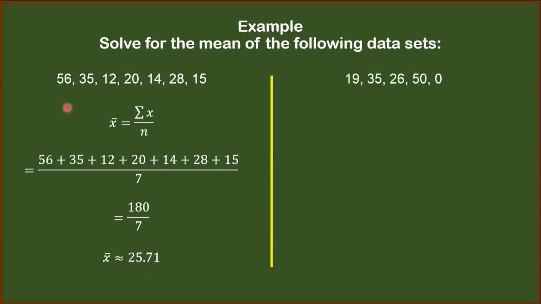Next example, we have 19, 35, 26, 50, and 0. You may pause this video and try solving for the mean of this second example. After 10 seconds, we'll return to show the correct answer.